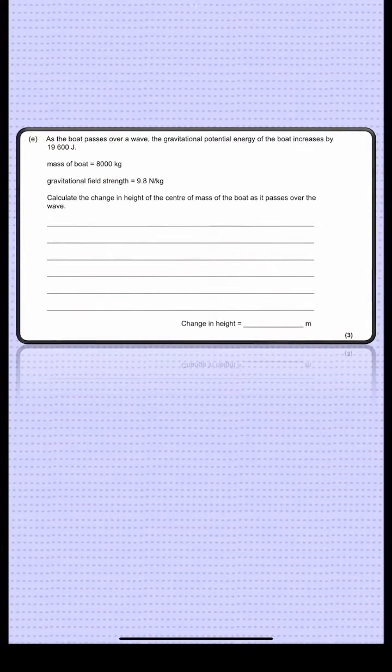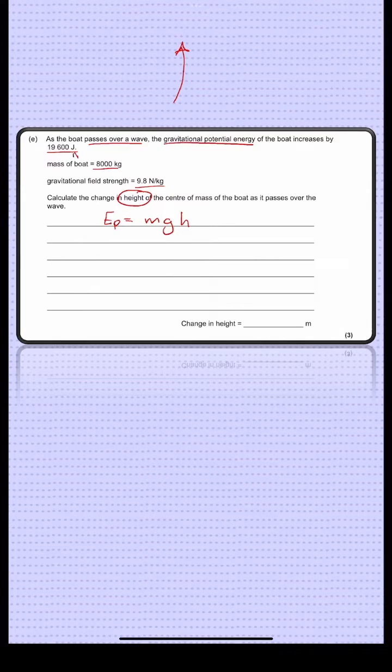Fine. Okay, part E of that question. So we've still got the boat. It's passing over a wave, so it's going to move up higher. That means if it's moving up higher, it's going to affect the gravitational potential energy. Because remember, gravitational potential energy depends on the height of an object. The higher it moves, the more it gets. The equation for gravitational potential energy, which we've already written in our notes, is mgh. We've got our energy, we've got our mass, we've got our gravitational field strength. We want to work out height, so we want to make height the subject of this formula.